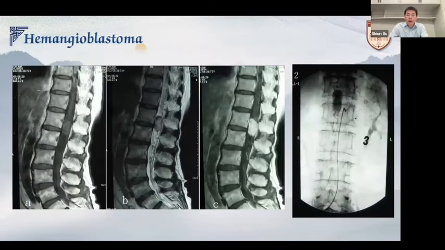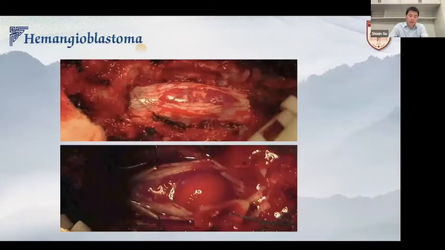This is a hemangioblastoma. Because it is benign, it has a clear boundary with the spinal cord tissue. A very important point is that you cannot get inside the tumor. Otherwise, it will cause uncontrolled bleeding.